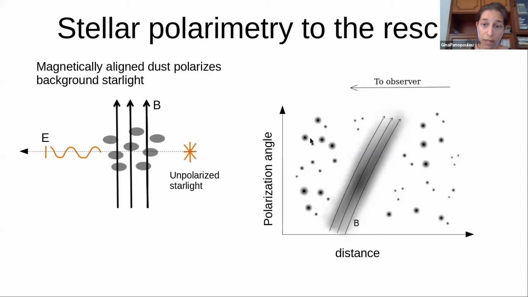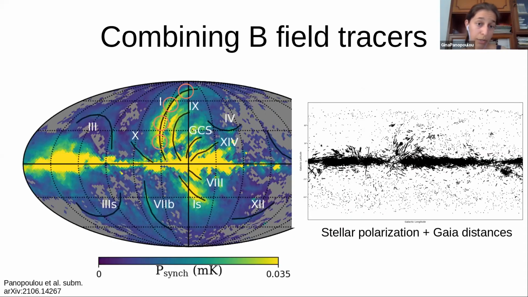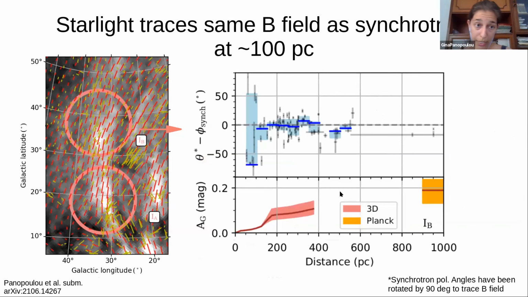So the idea is, if the synchrotron emitting feature is located at this distance, the background stars will have a polarization angle that's aligned with the polarization of this feature. So that's the signature that we're trying to find. To do this, we're combining two different kinds of data: the polarization of synchrotron emission on the left, and stellar polarization in combination with Gaia distances on the right. And we're going to do this analysis of comparing the polarization angles of these two mechanisms in these four regions along loop one. So here's what we get.